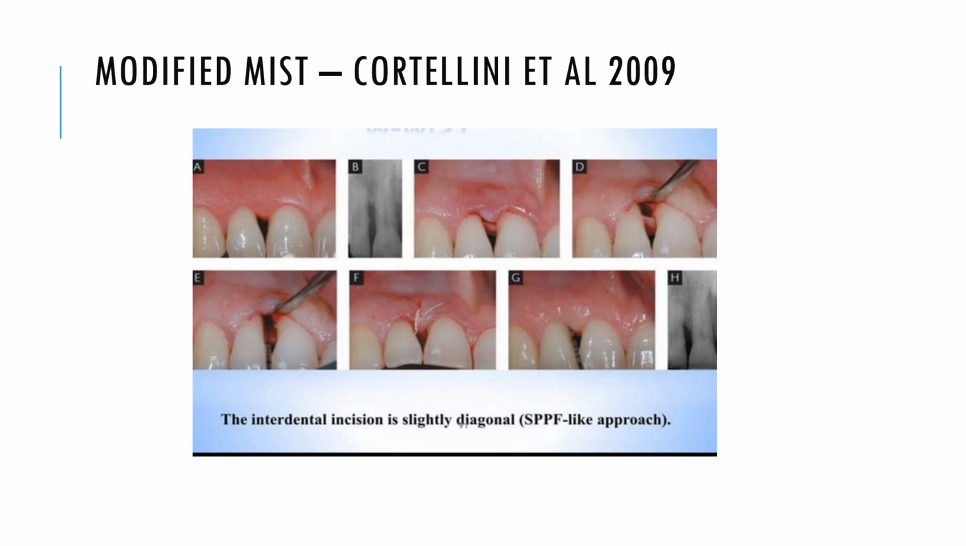Then the granulation tissue in the defect area is sharply dissected and debridement is done using mini curettes and any power-driven instruments. Then primary closure is achieved by using a single internal modified mattress suture.